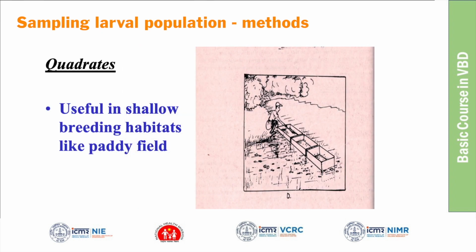Coming to another method, the quadrate. The quadrates are nothing but rectangular metal sheets open at both ends. You can use the quadrate in shallow breeding habitats like paddy fields. One advantage of using this method is you can estimate the unit area production, how many mosquitoes will emerge from that particular area. You can estimate it by counting the pupae inside the quadrate, because you know the area of the quadrate and also you know the total area of the paddy field. From that, you can estimate the unit area production.